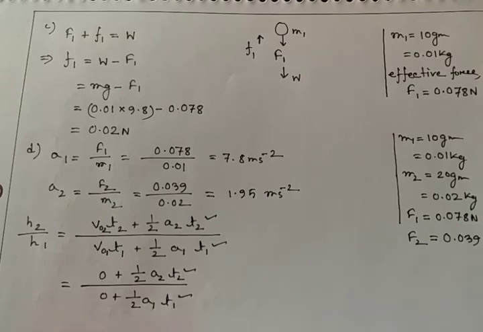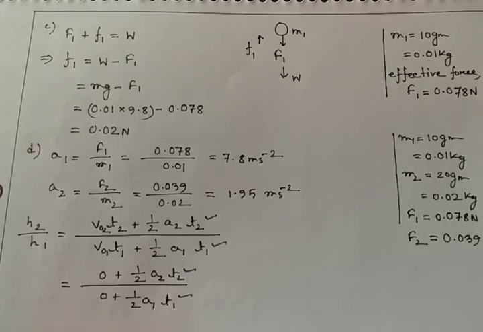10 gram is equal to 0.01 kg, and the effective force is given in SI unit, so we have no need to convert or change it. Then we will finally get the frictional force f1 is equal to W minus effective force capital F1, and after calculation we will get the frictional force will be 0.02 Newton.